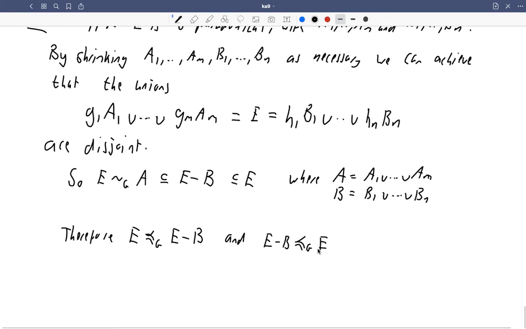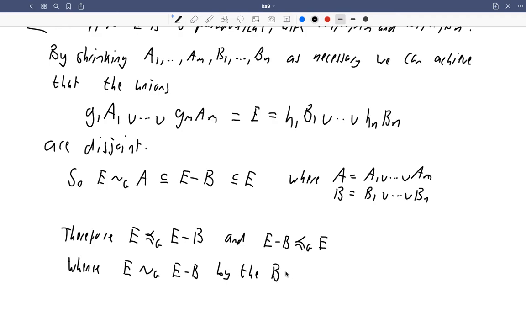So by the Banach-Schroeder-Bernstein theorem, whence we have that E is actually G-equidecomposable with E minus B by the Banach-Schroeder-Bernstein theorem.